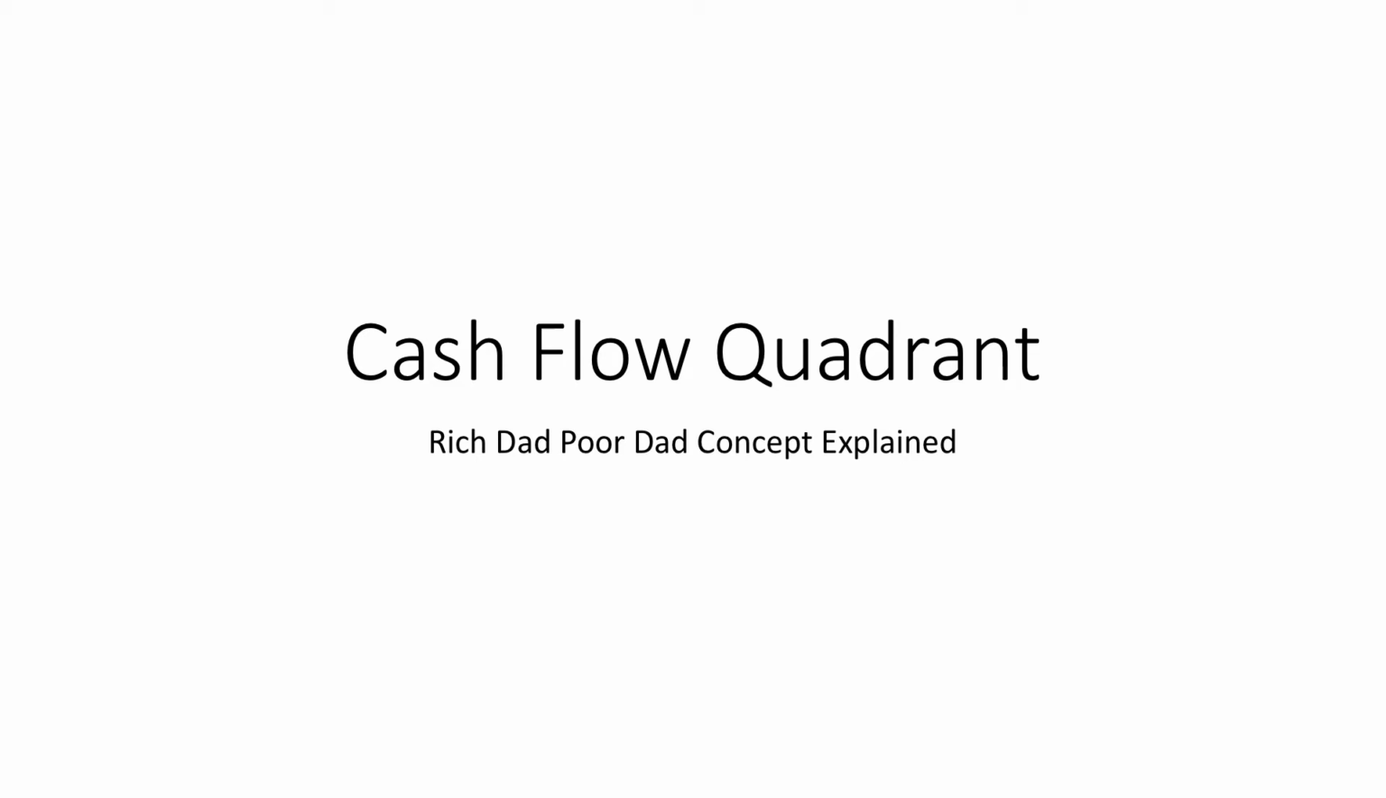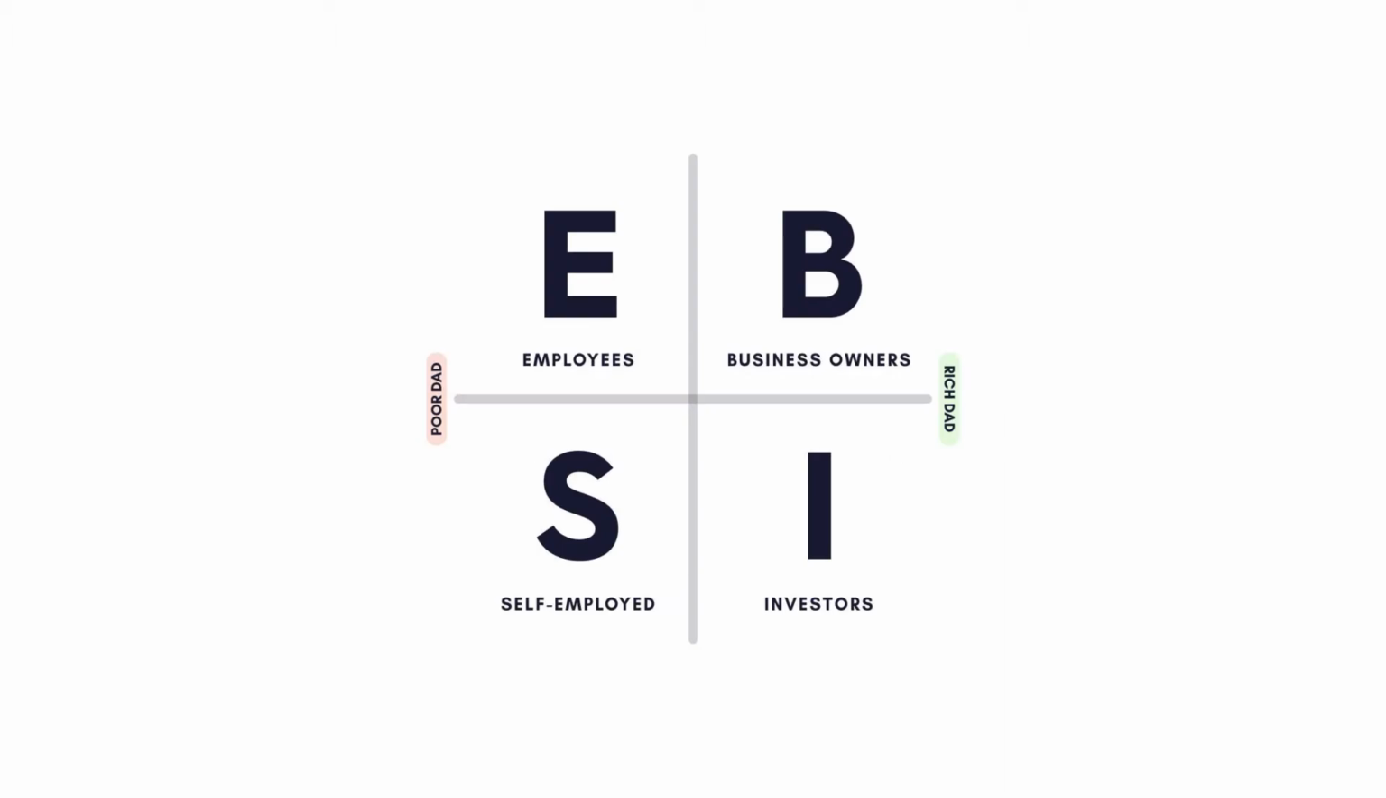So, this video is going to be about the cash flow quadrant. It's a Rich Dad Poor Dad concept explained. This is the cash flow quadrant. You have employees, self-employed, business owners, and investors.